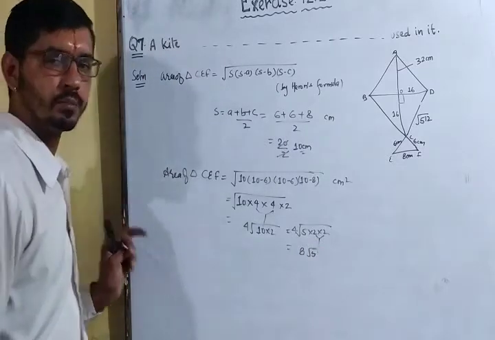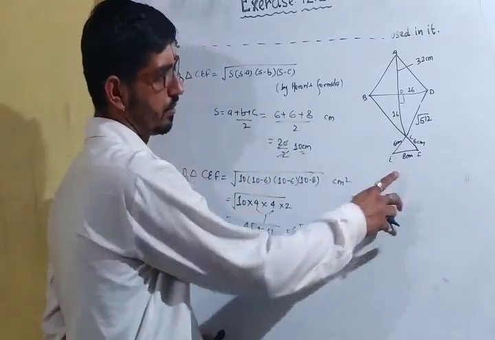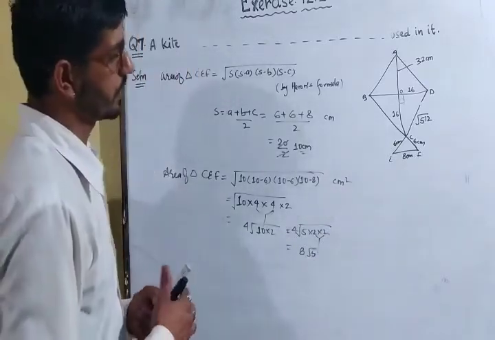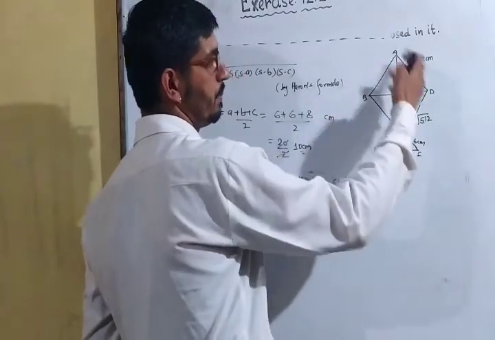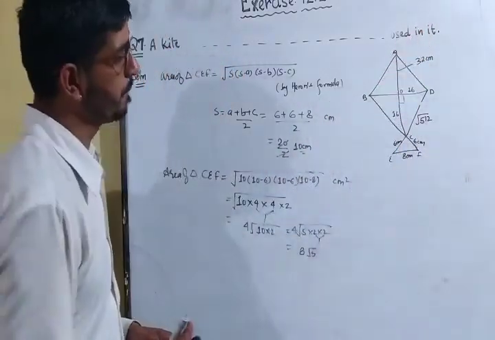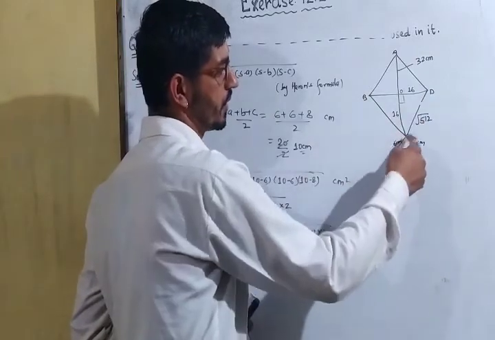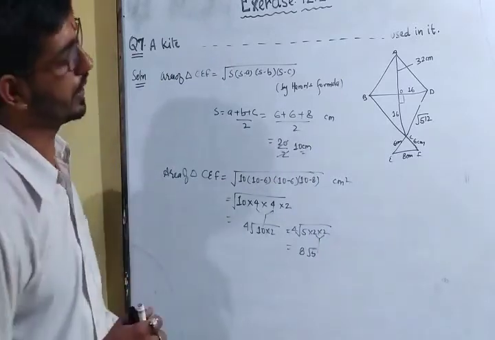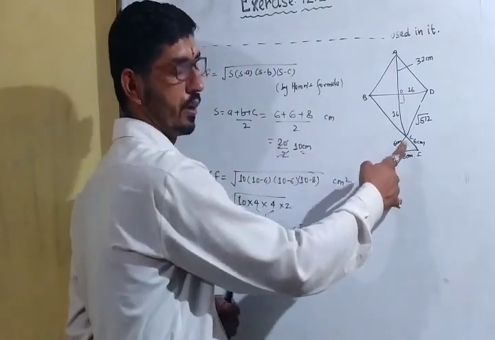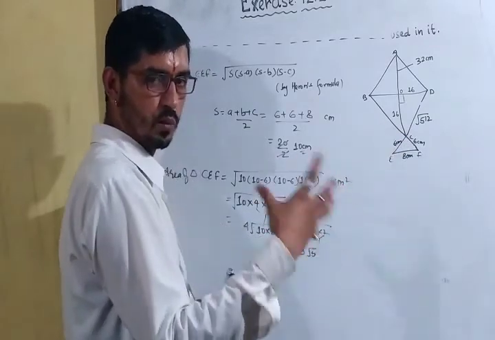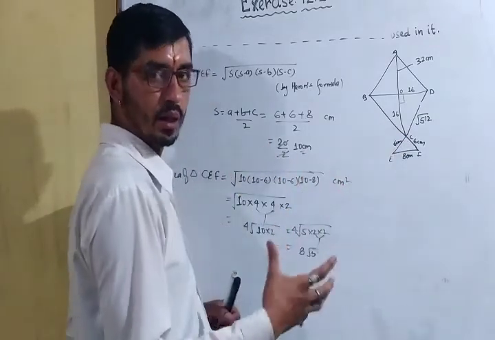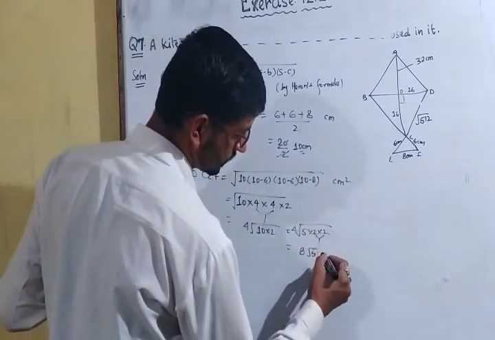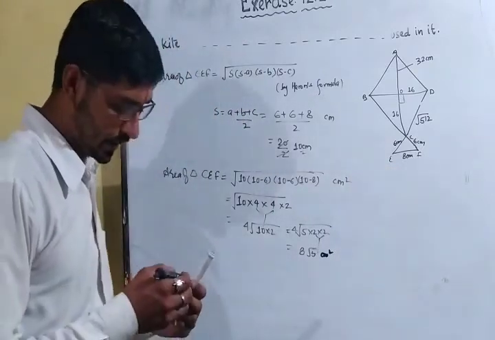So what will be the area of this figure? Because they are asking for the different paper. First, the area of this upper part will be 256 centimeter square. The area of paper used for this part, that means BCD, is again 256 centimeter square. And the area of the third triangle, that means the third colored paper, is equal to 8 root 5 centimeter square. So this is how it is done.